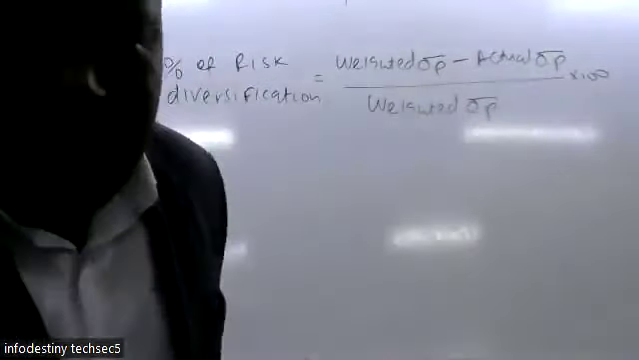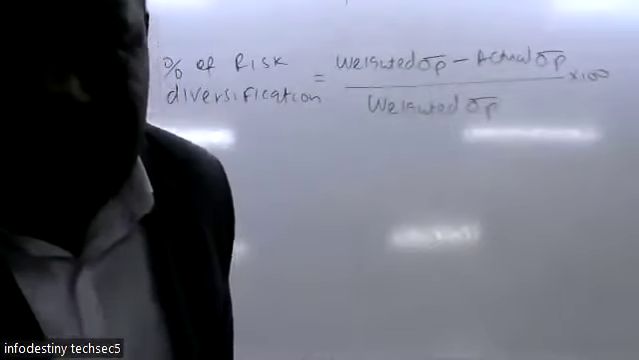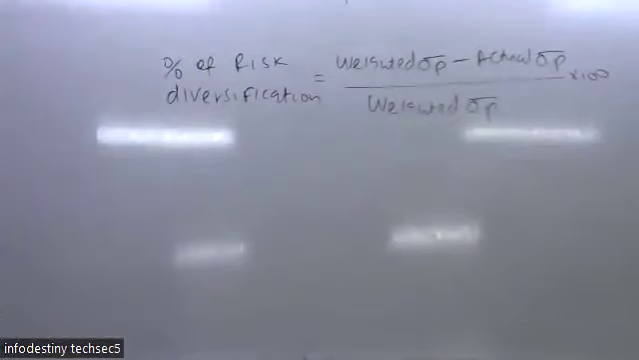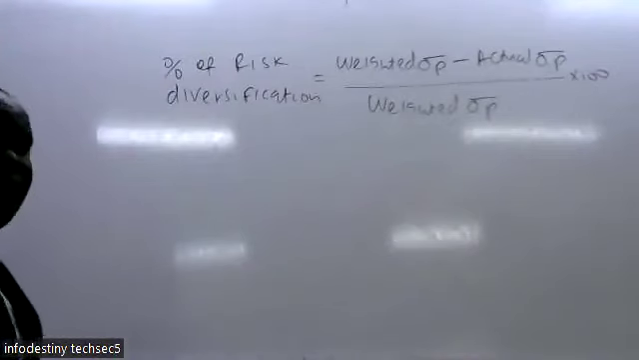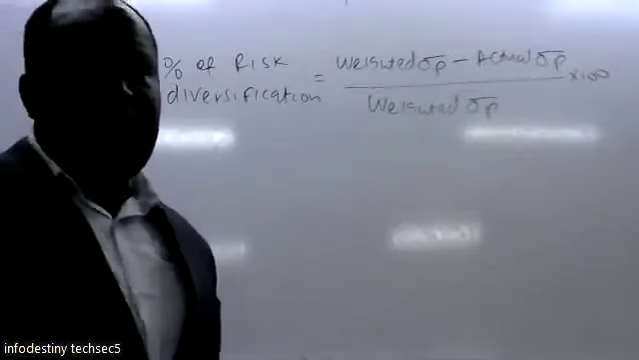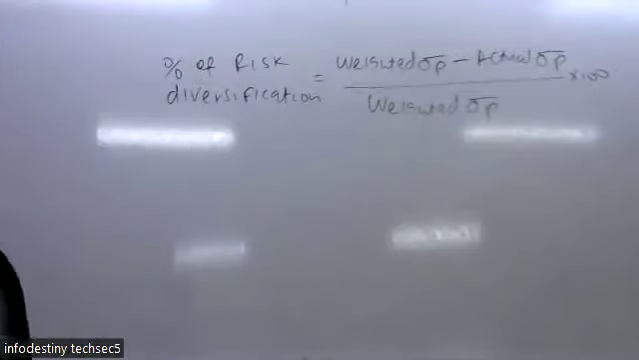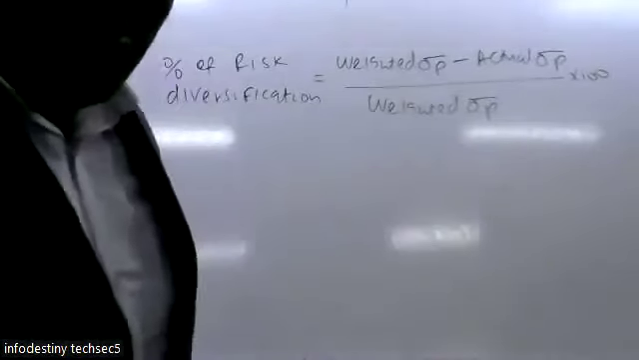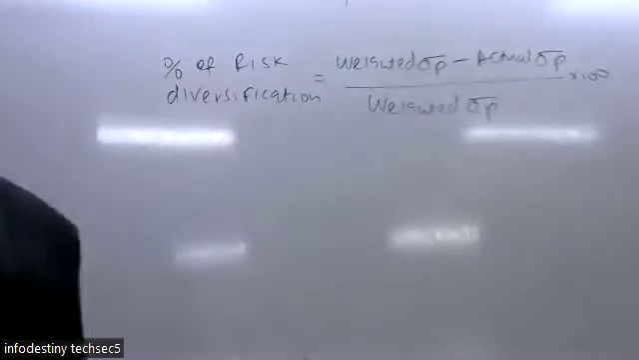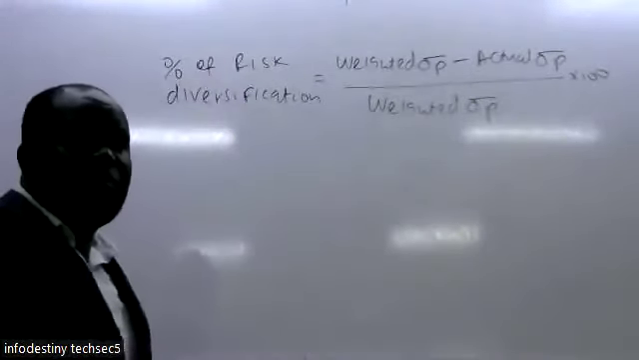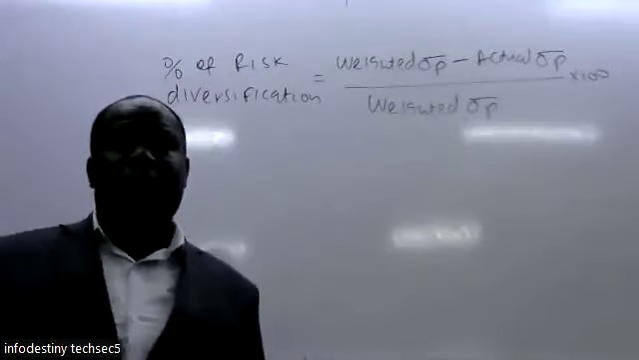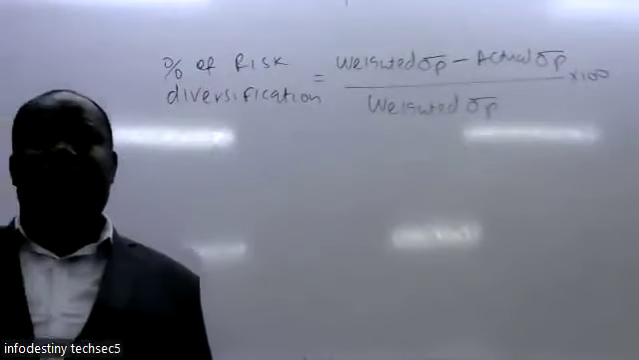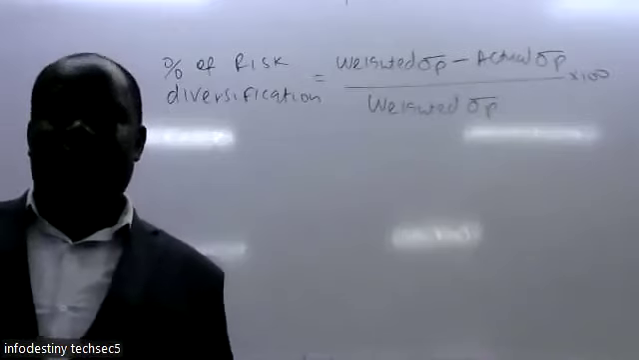So for us to compute the percentage of the risk minimization, we come up with the weighted standard deviation, and also we should be able to calculate the actual standard deviation. So for us to compute the weighted, we need to know about the correlation coefficient. So in this question, the correlation coefficient was given.